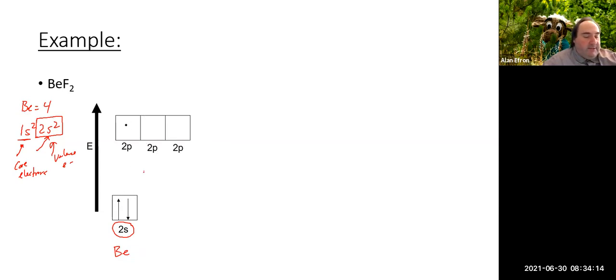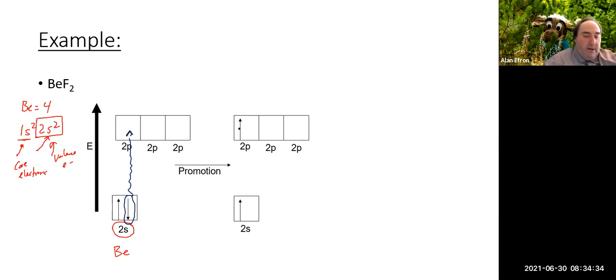Because right now at the start, there's really no electrons in the p orbitals of beryllium. So what ends up happening in this process of hybridization is this electron down here gains enough energy and actually gets promoted up into the p orbital. And when it does, we now get one electron up in the p orbital and one electron in the s orbital. And that's when hybridization is going to occur.